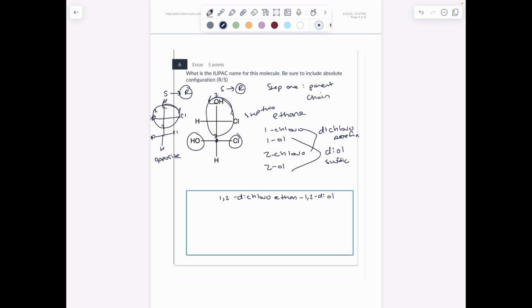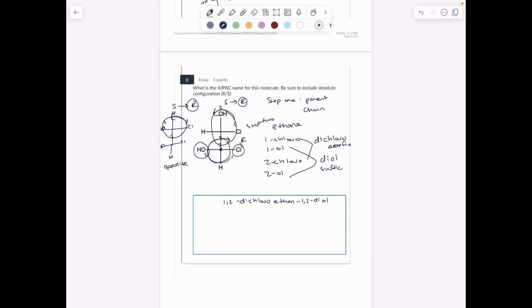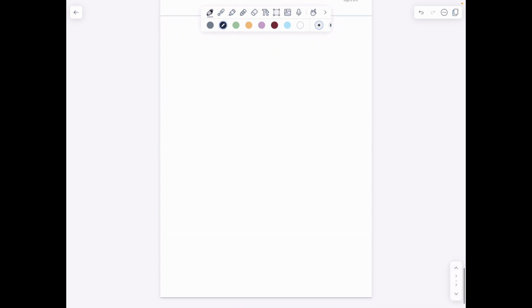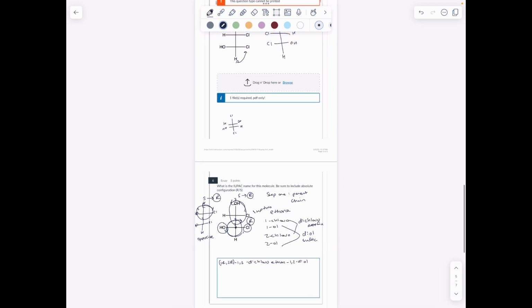And then the second one, again, we have chlorine being 1, alcohol being 2, carbon being 3. So that is going to the right. Hydrogen is already pointing backwards, so we know that it's already pointing away from us, so that R is correct. So this is 1R, 2R, 1,2-dichloroethane-1,2-diol.